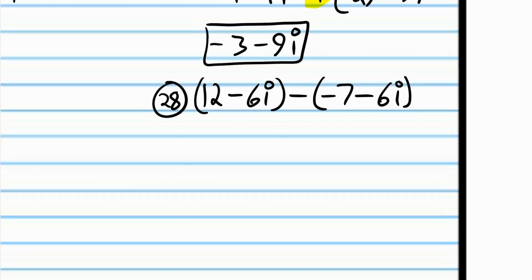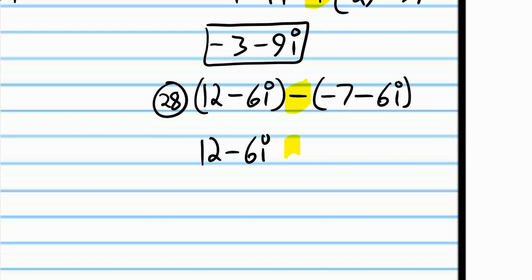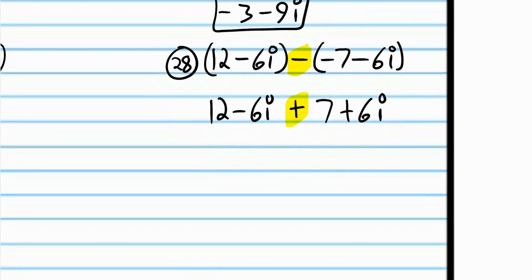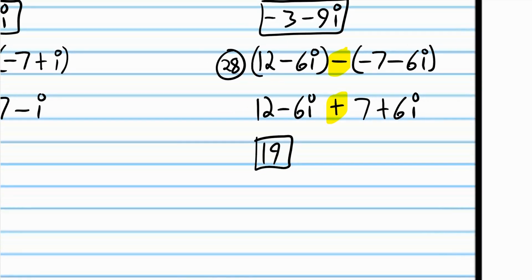All right, we're back. So you can get rid of the parentheses. Change that sign to a positive. And this is a negative 7, so it's going to become positive 7. This is a negative 6i, so it's going to become positive 6i. And then you can just add them. 12 plus 7 is 19. Negative 6i plus 6i, well, they just disappear. So your answer is 19.